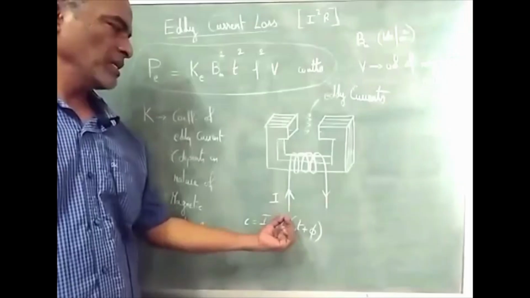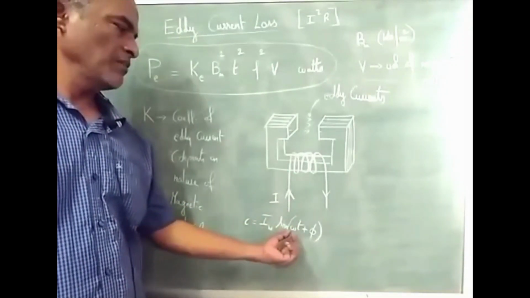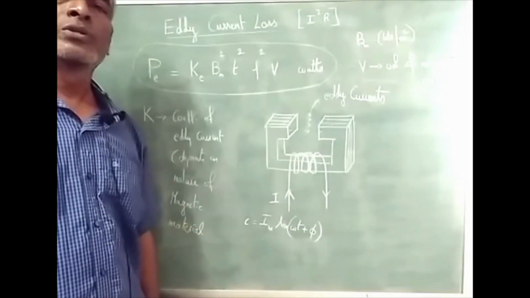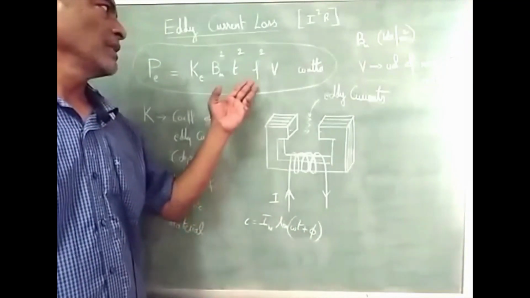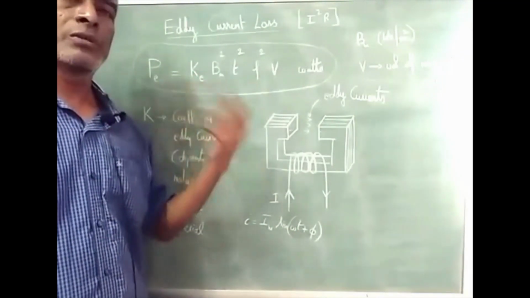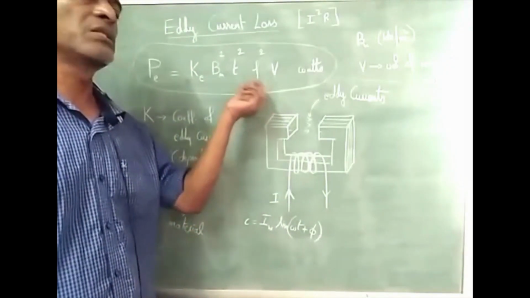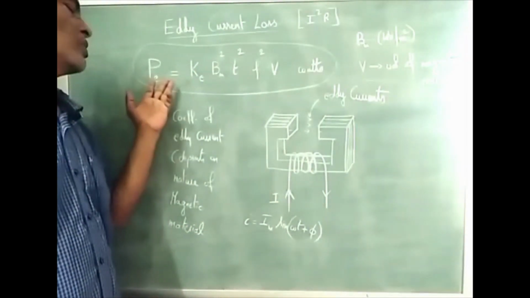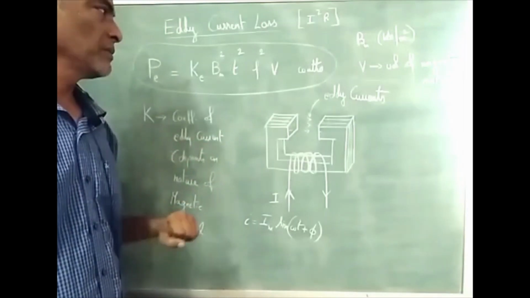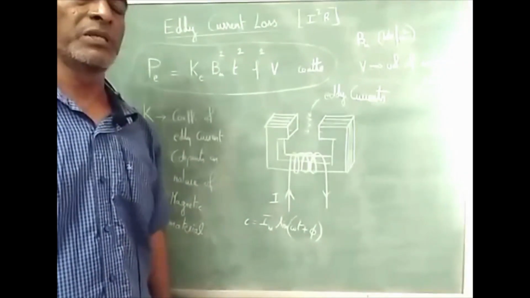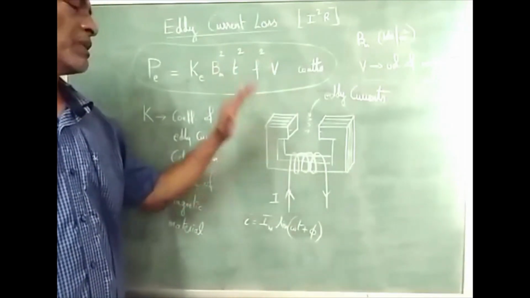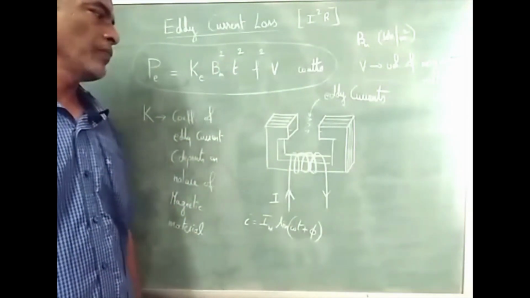F is the frequency. You are giving a current, so it will have a frequency. If it is 50 Hz, the impact will be low. Suppose it is 1 kilohertz, meaning the frequency is increased, therefore the loss will also increase. And V is the volume of magnetic material. We will come to this in detail now.